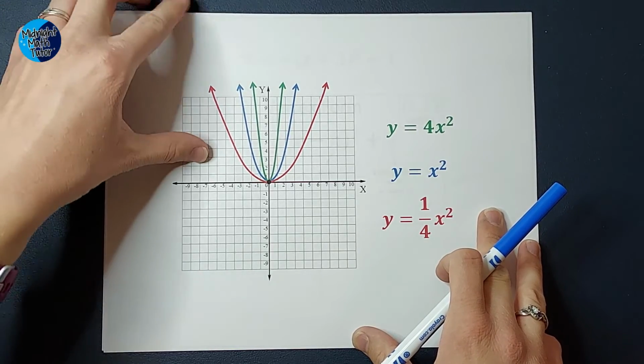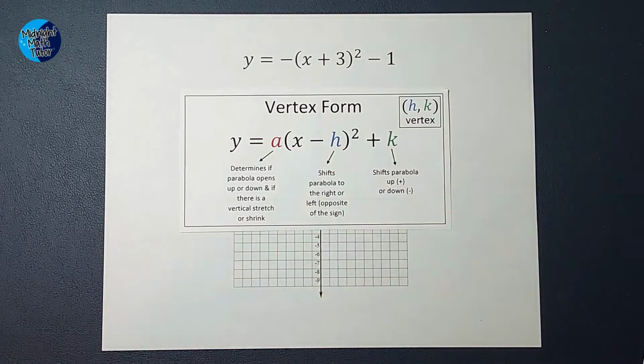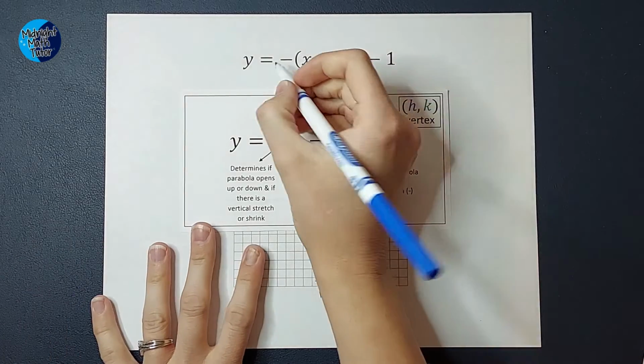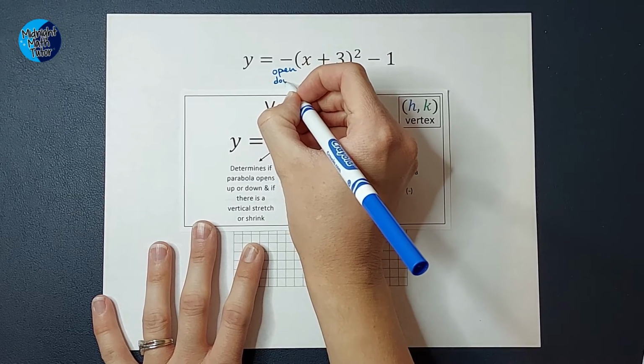Guys, I got to get better at picking up paper. Seriously, man. All right. So that's how that number affects it, or the positive or negative. I'm going to make a note to myself that it is going to open down because of that negative.